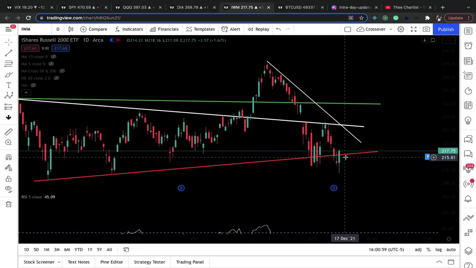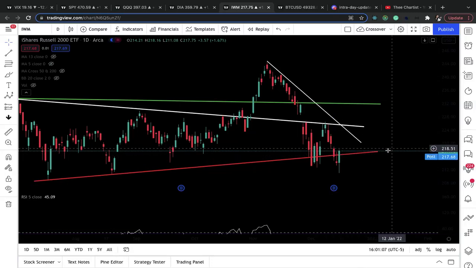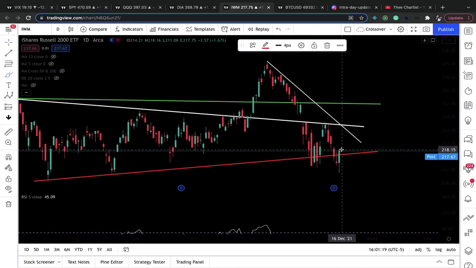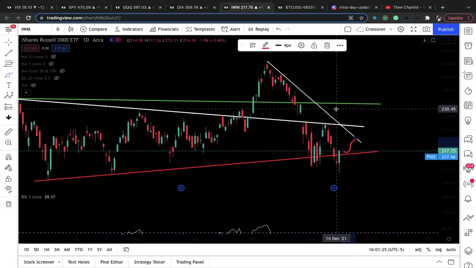IWM broke down from this red critical support line. It got treated as a resistance, which was telling us bearish price action. But look at that, the recapture. This is what a recapture looks like, guys. Actually, if you're using a daily chart, it actually has to close, which we got. So what we want to see for tomorrow is that it gets tested and treated as a support, and then it'll go up higher. 221 price target for the short term.